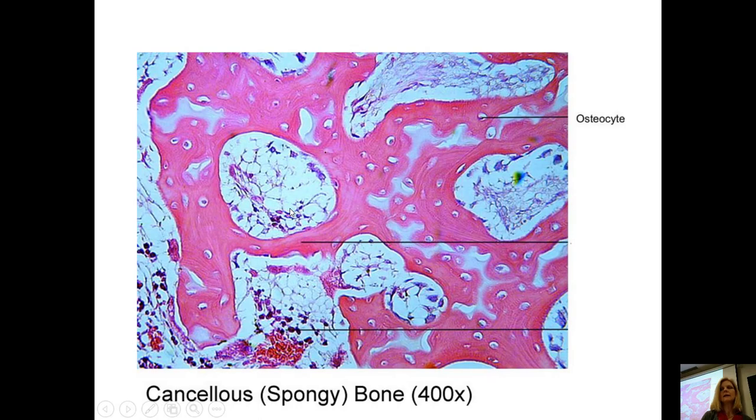So if you see a slide like this, a test question could be name this tissue, and the answer would be spongy bone. Or if there's a pointer in the pink area, you would say trabeculae. Or if there's a pointer in the open space white area with the purple dots, then you would say red bone marrow. So those are the three things you need to know for spongy bone, the details.